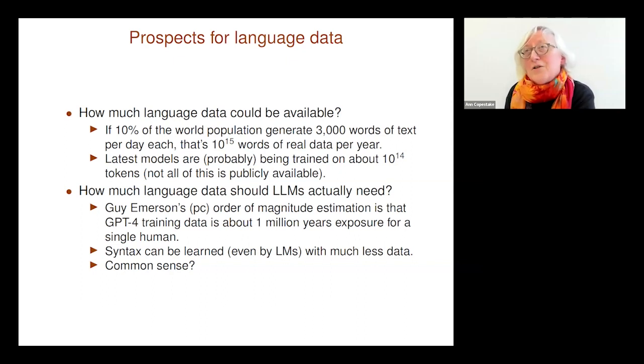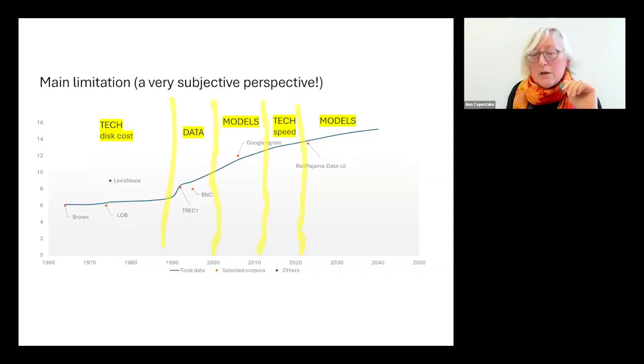Humans do not need more than about 10 years to learn their language perfectly and to learn lots of other things as well. And even with machine learning models, you can learn the syntax of a particular language with much less data. Sorry, you may have heard the siren going outside. I hope it didn't disturb you too much. And how much data do you need to learn common sense? Well, the answer is we don't know.